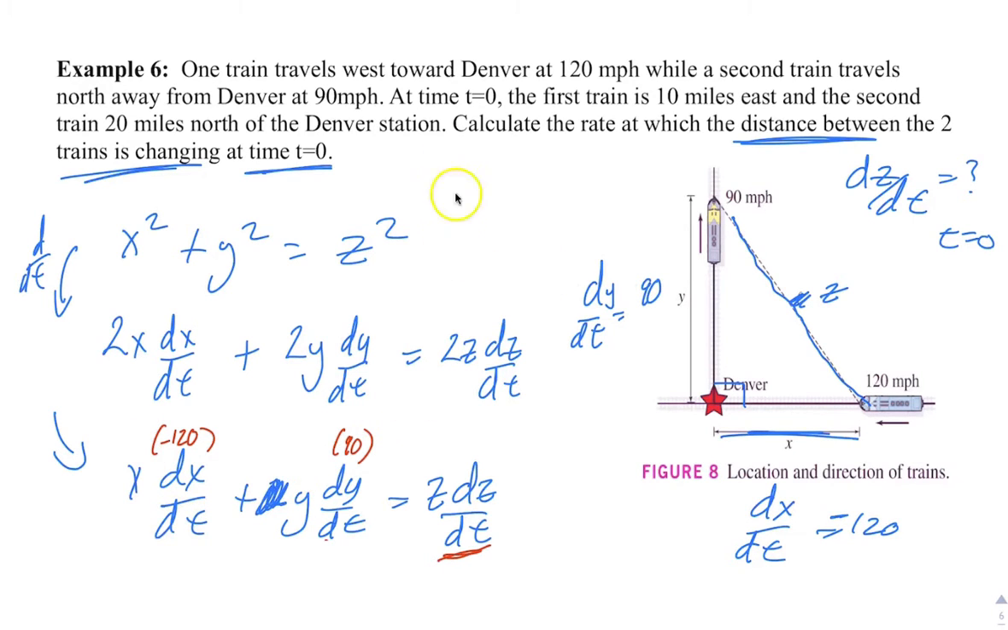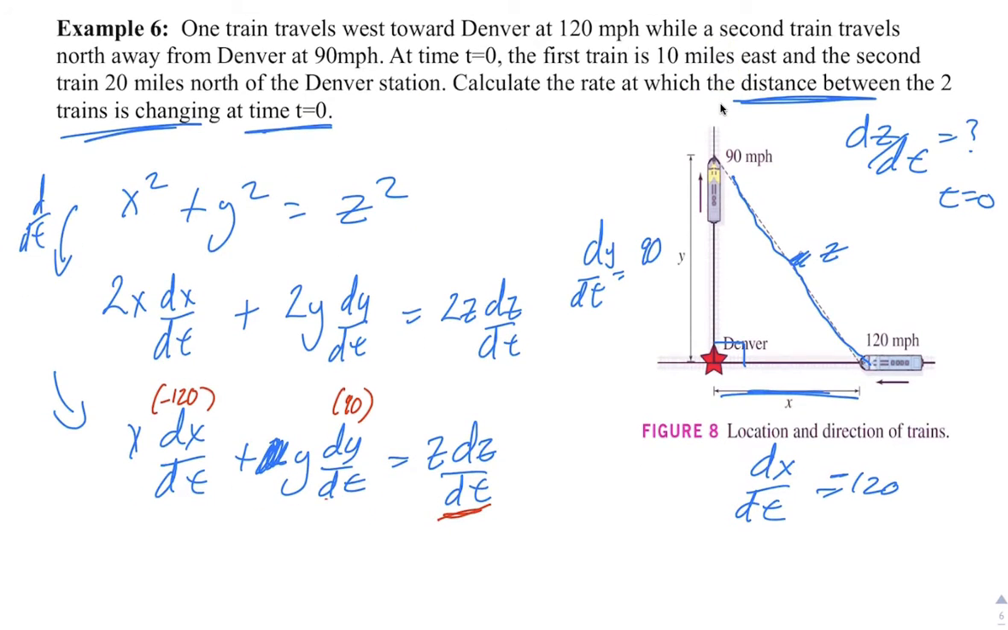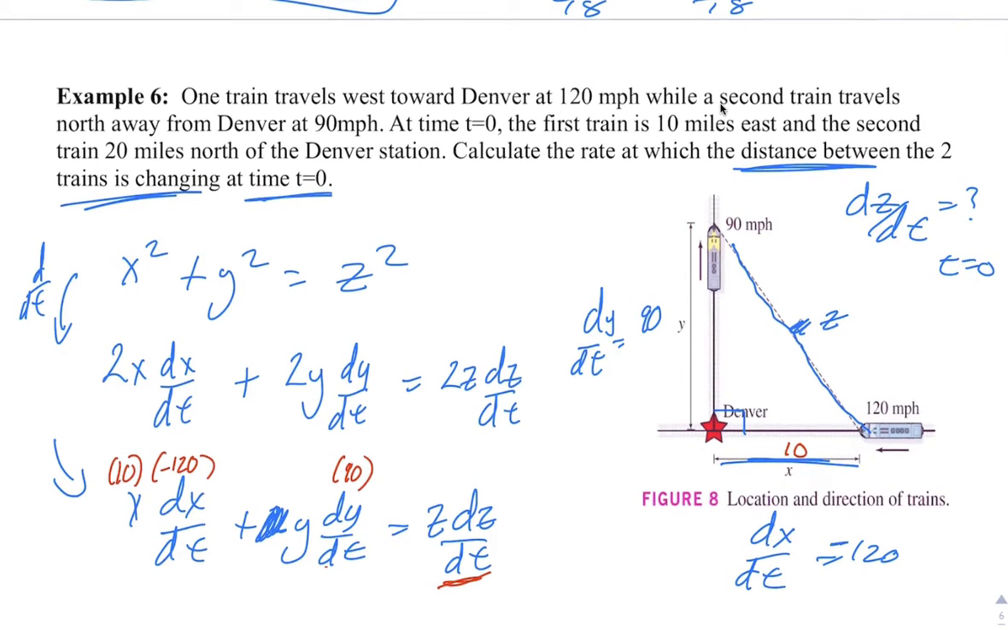But they told us, right? At time t equals 0, which is what I want, at time equals 0, the first train is 10 miles east. So this guy is 10 miles east. The second train is 20 miles north. So this guy, y, is 20 miles north. And they don't tell us what z is, but we can find it. We have a right triangle.